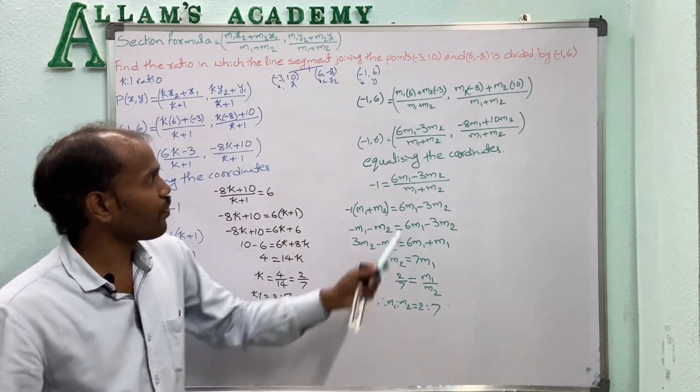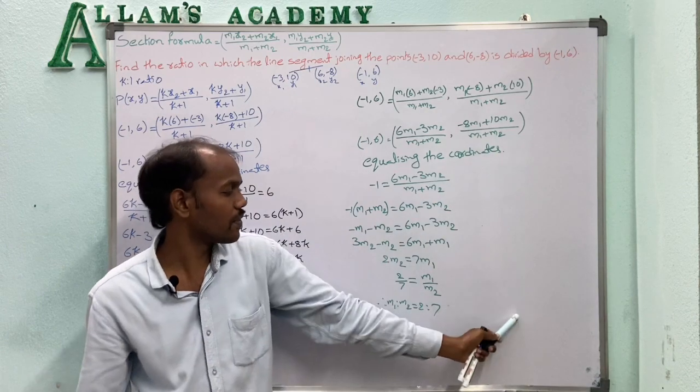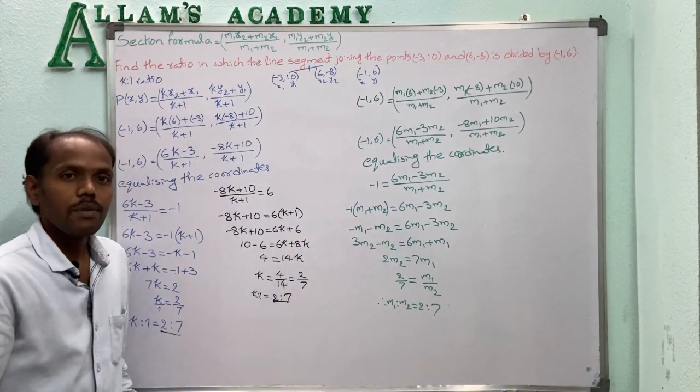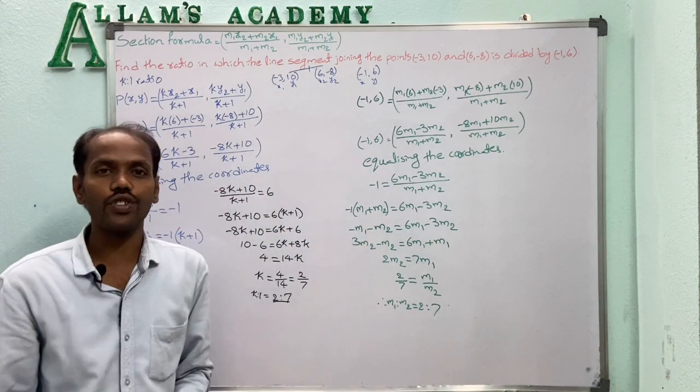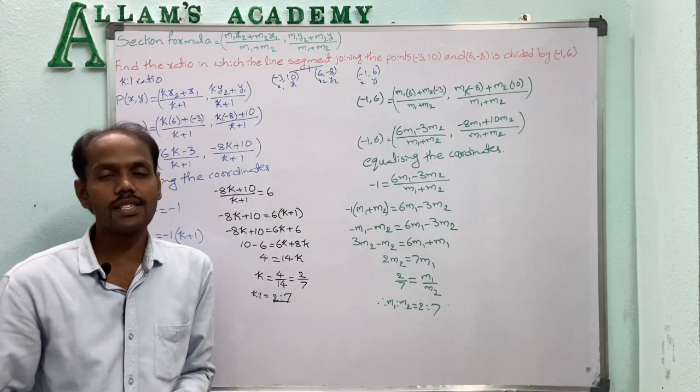Now here if we equalize the y coordinates, here also we get the same ratio, 2 is to 7. So in this, any one principle we use, we get the same result only.